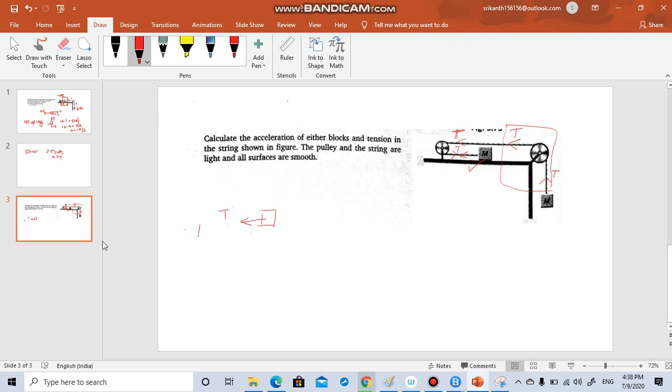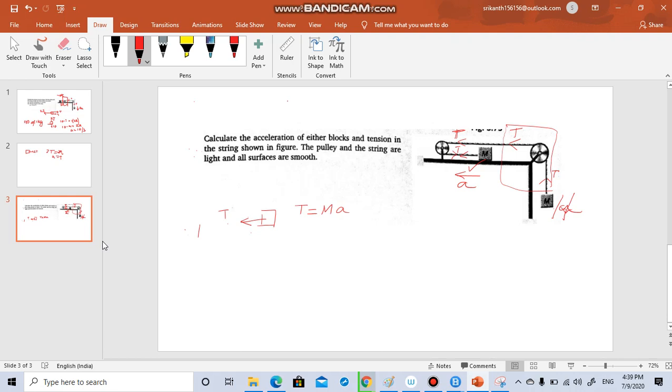So what is the net force acting on this body? It is the net force, mass into acceleration. Alright, if this block is going down with an acceleration A, then this block also will move with an acceleration A, because the string is not divided. Here also one string is there. So this is our equation 1.